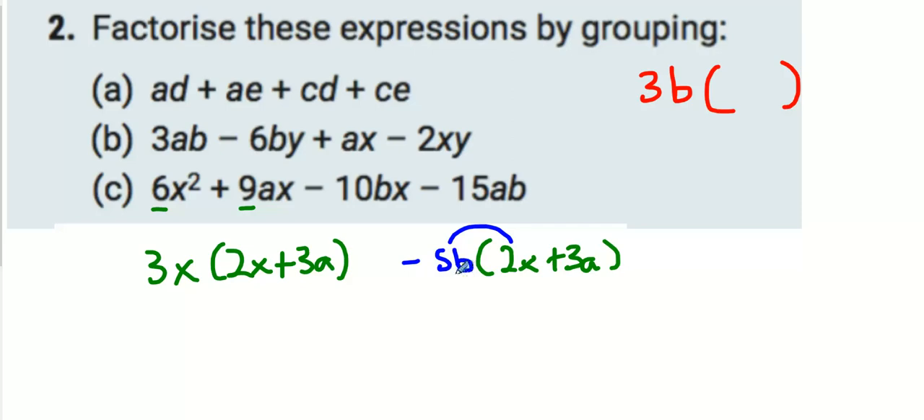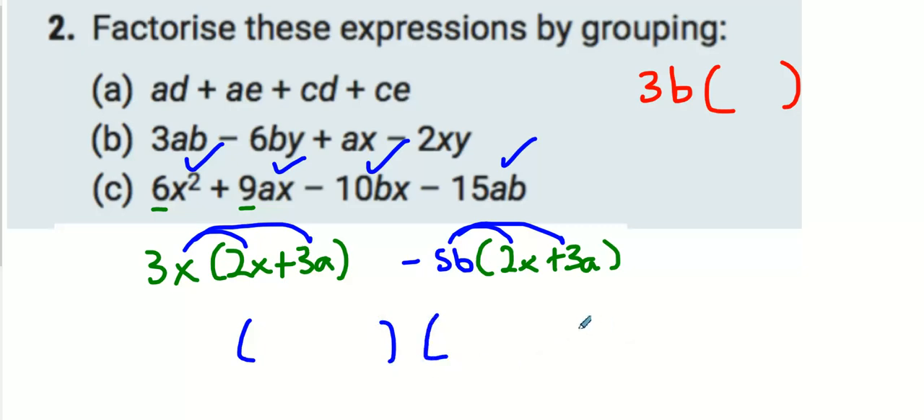I'll stop for 10 seconds and give it a quick check. All right. Now, okay, guys, what do we do next? 2x plus what? 3a. Happy enough? Do you somewhat remember them?